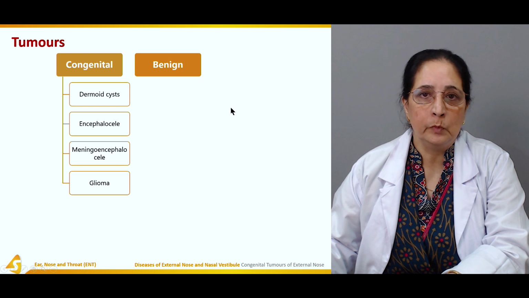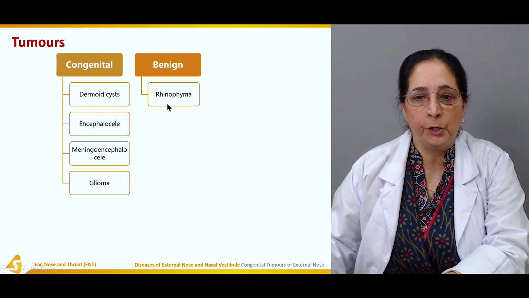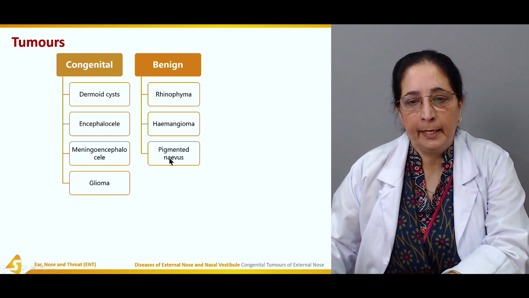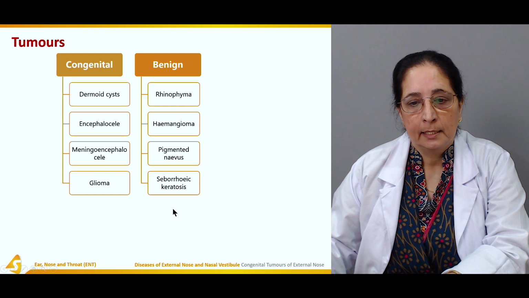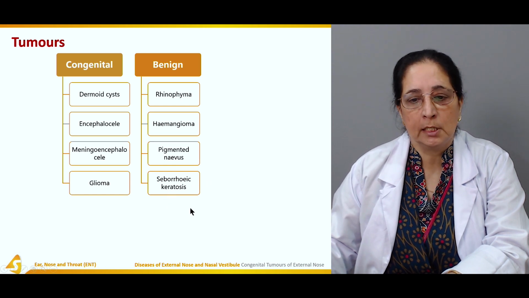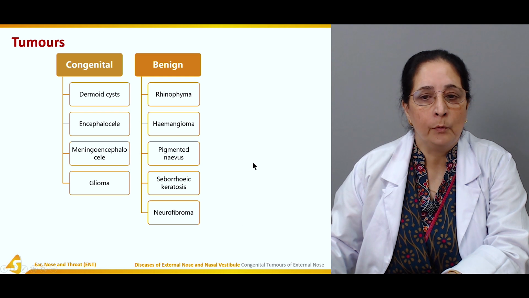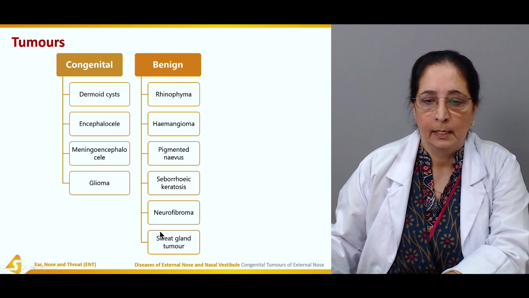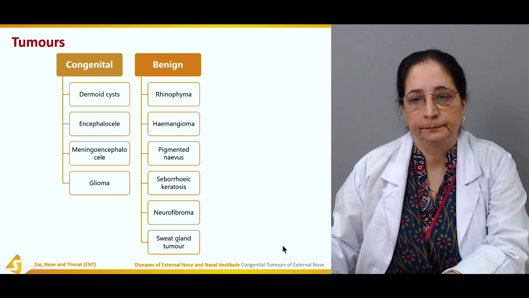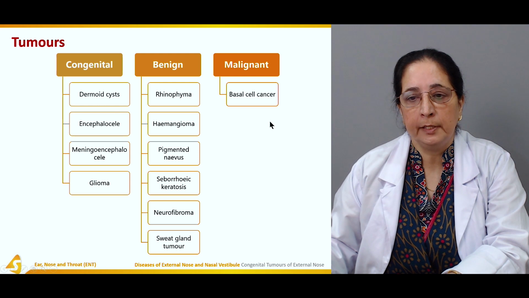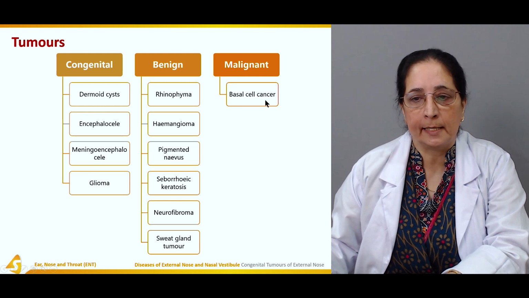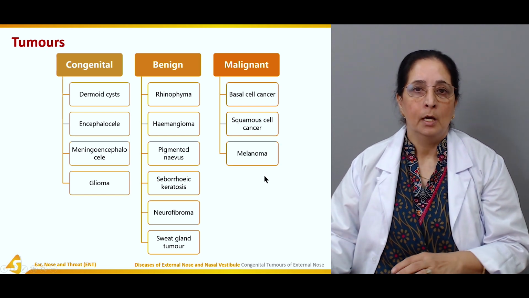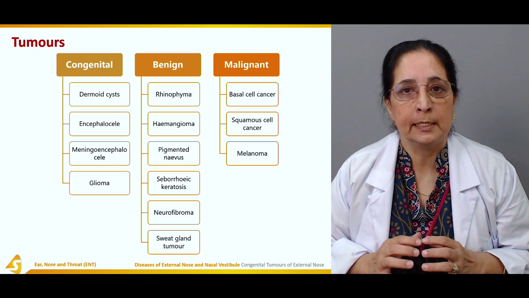Then benign tumors of the external nose, we have rhinophyma, hemangioma, pigmented nevus, seborrheic keratosis, neurofibroma, sweat gland tumor. These are all the benign tumors of the external nose. Then the malignant tumors of the external nose, we have basal cell cancer, squamous cell cancer, and then melanoma. So these are all the tumors of the external nose.